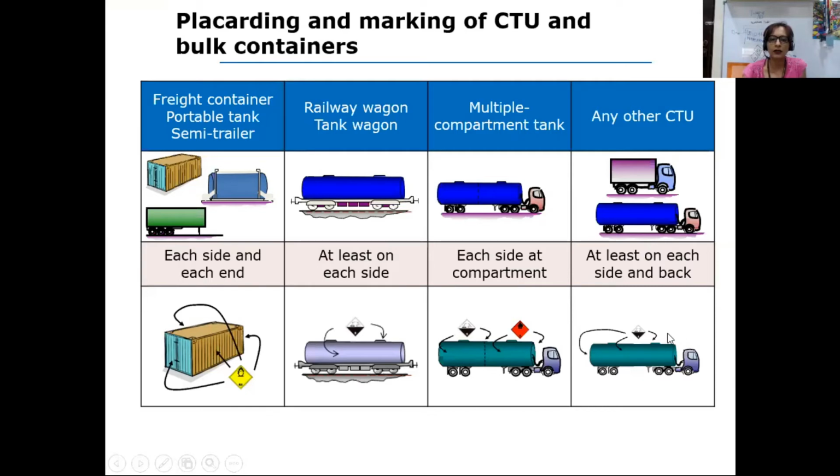Depending on the CTU, if it's a rail wagon, there are 2 sides. If it's a truck, then it's on 2 opposite sides at the rear. And if it's a container, 1 on each side. Or if it's a portable tank or a semi-trailer, then it's 1 on each side.